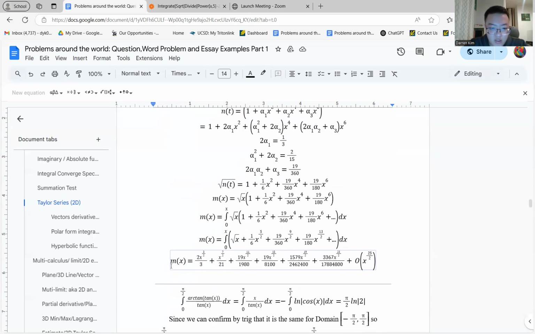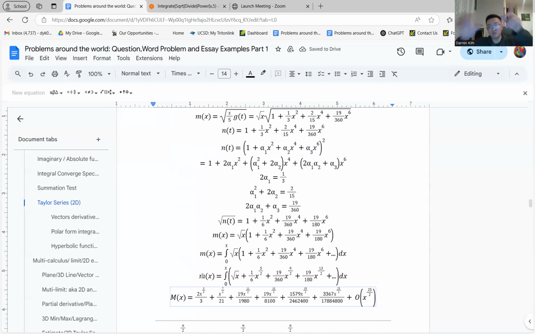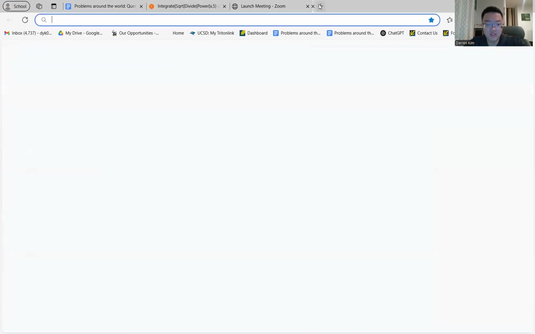Oh, wait, that is big M, the mass. I was treating this like density, like a flat density. So that's the mass, I guess, in this entire equation. Got it. Never doing that again. I think there's actually a solution to this that's way easier. But let's go to Desmos.